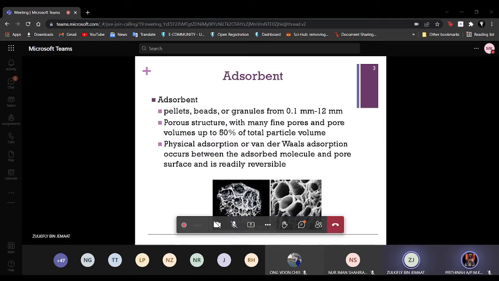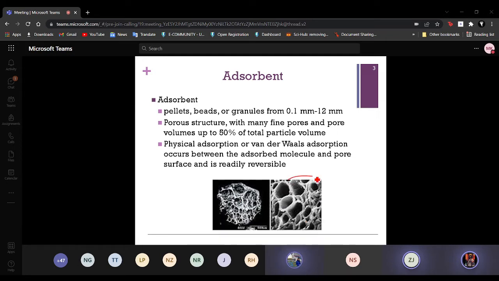Okay, so in a close look at the adsorbent, you can see the porous structure of the adsorbent. It must have this. If you don't have this, the solid cannot be called an adsorbent, and it cannot function in the adsorption process. It cannot do the adsorption process.